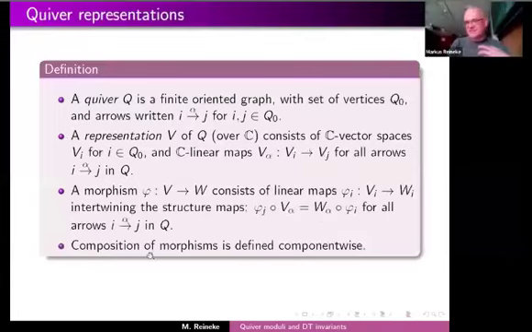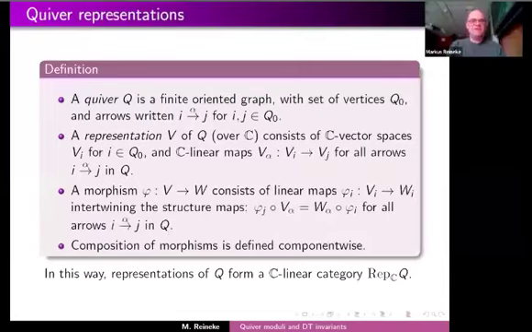And finally, to make this into a category, we define composition of morphisms component-wise. What does it mean? Well, a morphism has components phi_i, and these we can compose as we compose linear maps component-wise. Okay, so we have three ingredients. We have a notion of representation, we have morphisms, we have a composition of morphisms. In fact, this gives a category. In this way, representations of Q over the complex numbers form a C-linear abelian category rep_C Q.